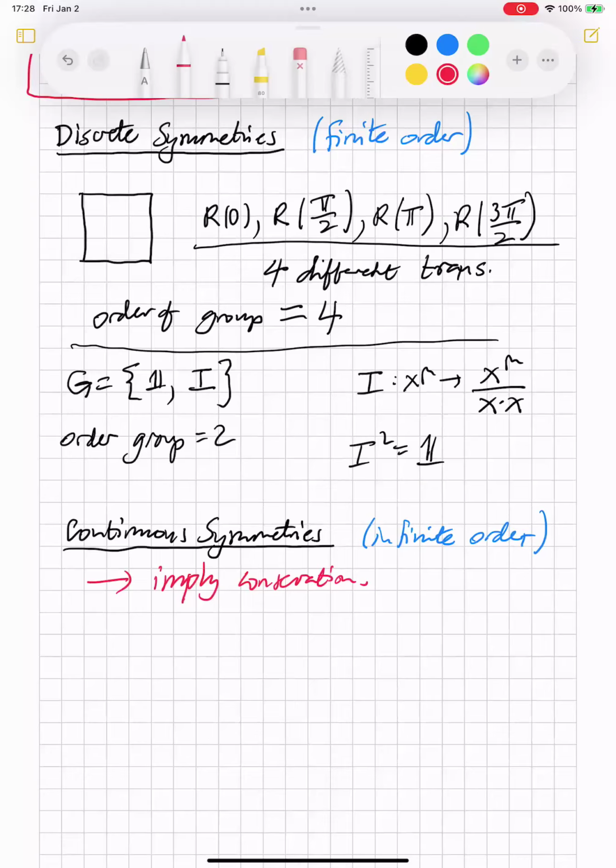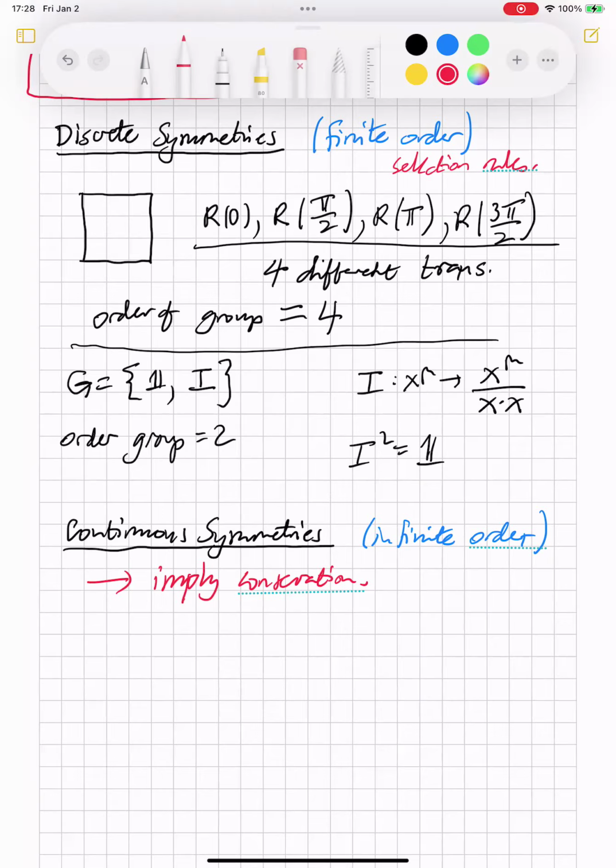You can have things like selection rules, and we'll be talking about this later. But discrete symmetries can imply certain restrictions on correlation functions or what transitions can happen between different states, but you don't have a conserved quantity associated with a discrete symmetry. For a continuous symmetry, you do have a conservation law.